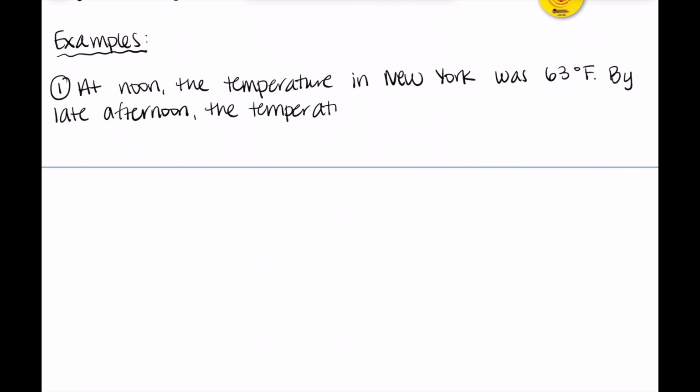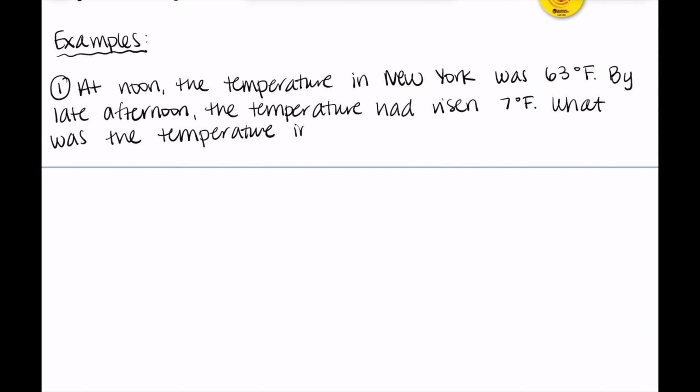By late afternoon, the temperature had risen by 7 degrees Fahrenheit. What was the temperature in the late afternoon? So let's highlight what we're working with here. We have two temperatures, right?